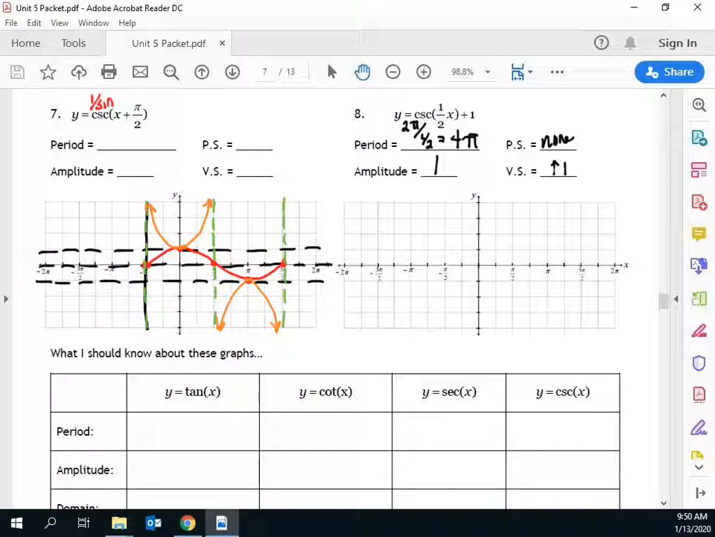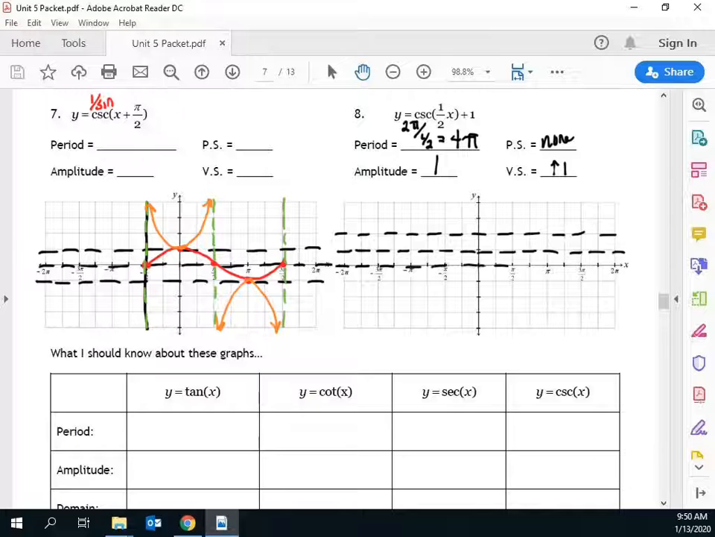So now we finally get to draw a middle line that is not on the x-axis. Because we've moved up 1, my new middle line is going to be y equals 1. Amplitude is how much? 1. Is there any phase shift here? Nope. So we start at the y-axis.